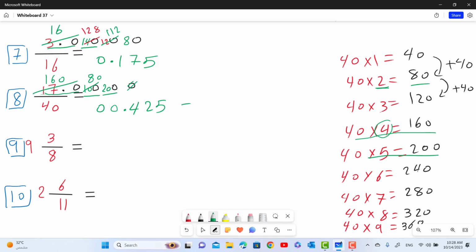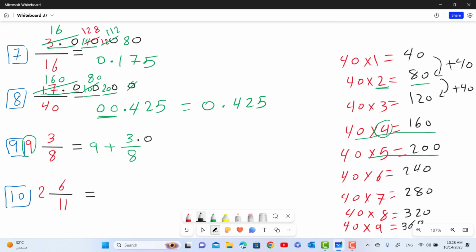Then the answer, double zero here, not make any change, then the answer only 0.425. Next number. This is a mixed number. Make any difference? No. If you worry about this number, you can write it alone like this: 9 plus 3/8. Okay? And you do division for 3/8. After you finish it, do plus 9. Easy? Okay. Let's see how.